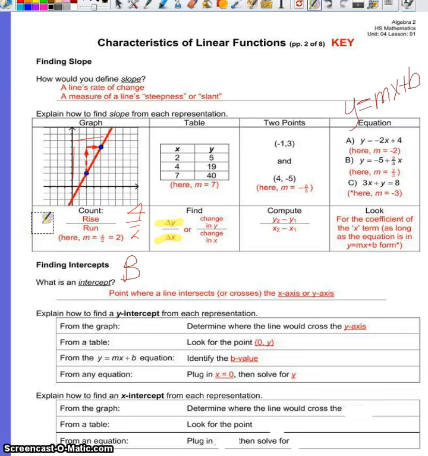Now, what if I want to find the x-intercept? Think about it. It's going to be where the line crosses what? That's correct, the x-axis. What about from a table? What's going to be 0? That would be correct. That would be my y. And if I'm going to plug it in, I'm just going to plug in 0 for y, and then solve for my x value. Good job.